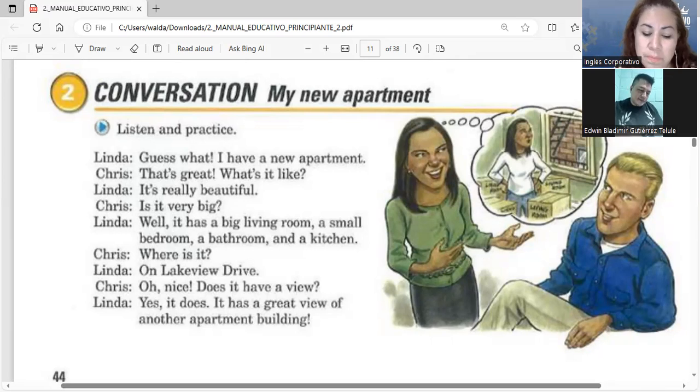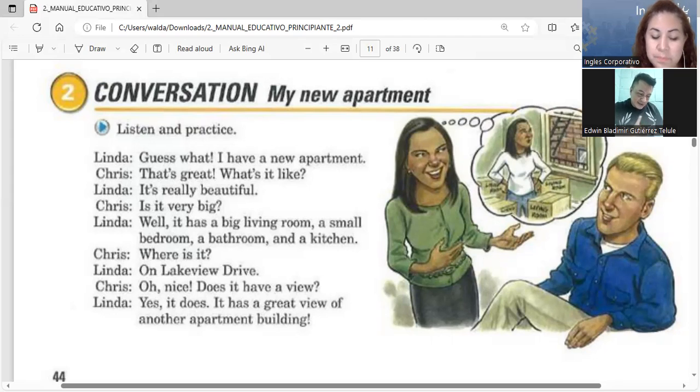Guess what? I have a new apartment. All right, that's great. What's it like? It's really beautiful. Is it very big? Well, it has a big living room, a small bedroom, a bathroom, and the kitchen.